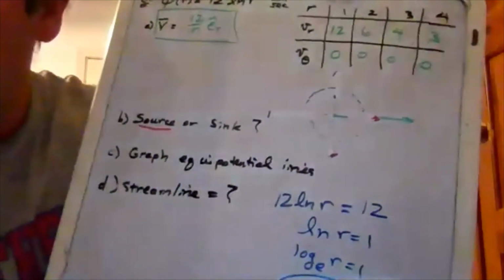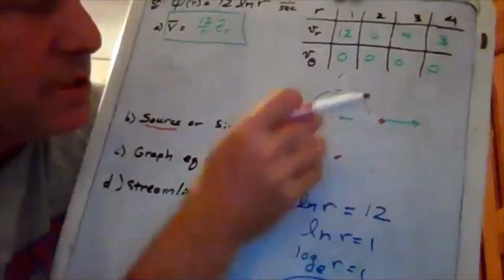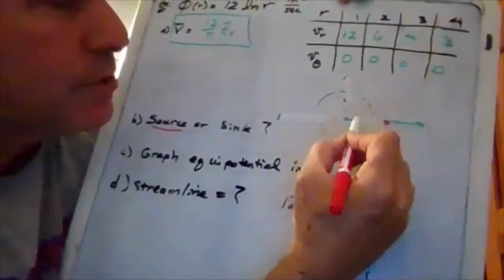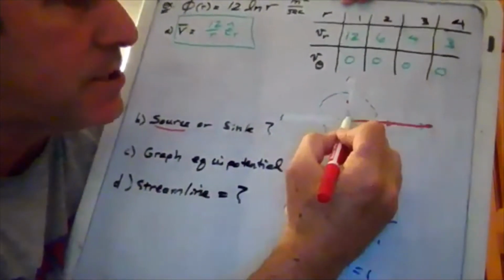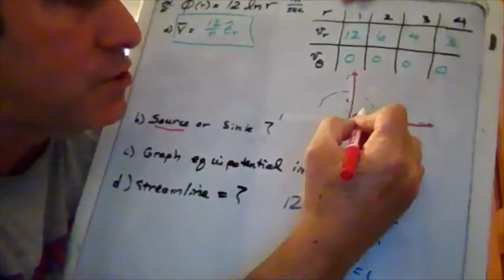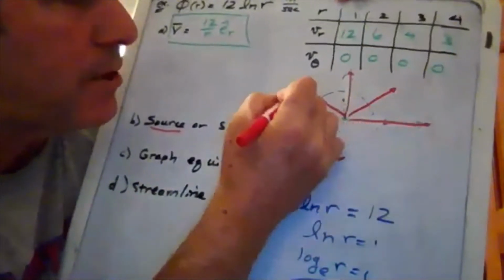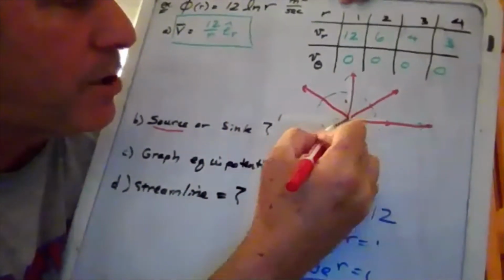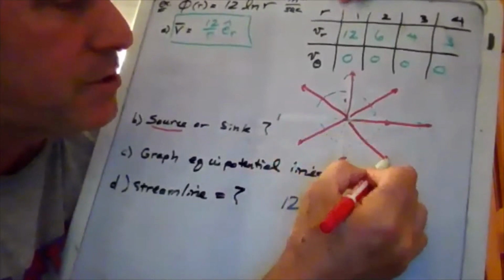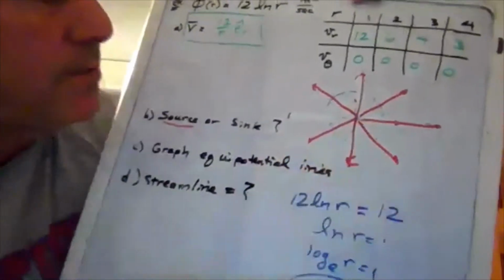Well, hopefully you have the idea that basically what we have is a source here with fluid just going out. So we would have a streamline going out like this, a streamline going out like that, a streamline going out like that, a streamline going out like that. And everywhere it would be perpendicular to the equipotential lines. And those would be our streamlines.